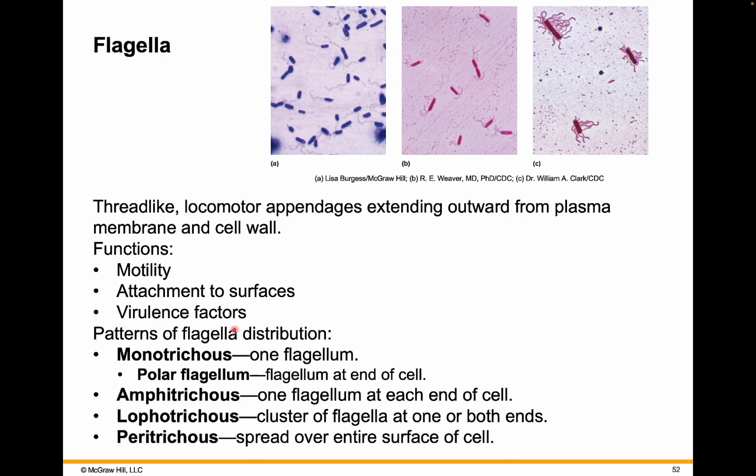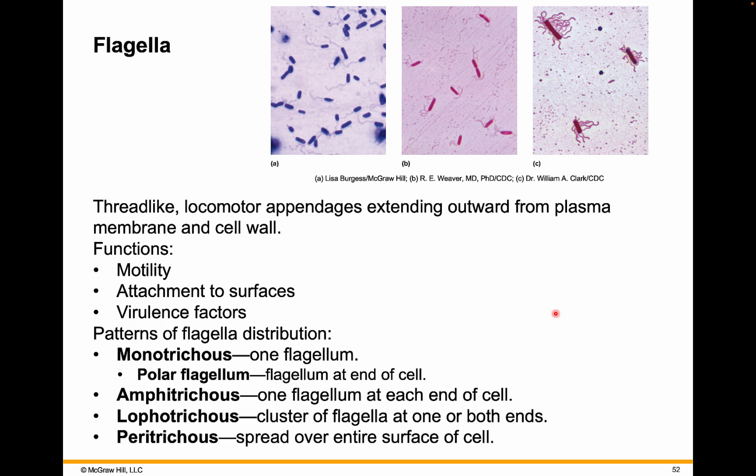Depending upon the distribution of the flagella, if you have one flagellum, we call this monotrichous. The polar flagellum is usually at the end. If you have it like this, at that end, this is a polar monotrichous flagellum. Amphitrichous means that both ends have flagella.